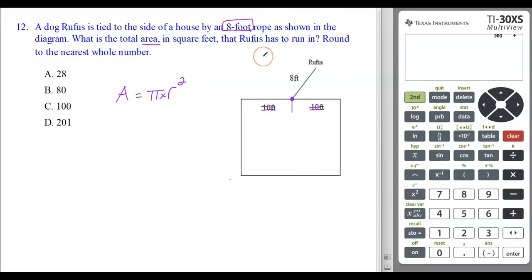So let's see what's going on here. The dog can run around in a circle like so. This is not the best circle. But this part here is blocked off by the house, so we can just get rid of this. And you should see he can run in this area right here, from here over to here, which is a half circle. So what I need to do is take my formula for the area of the circle and multiply it by 1/2.